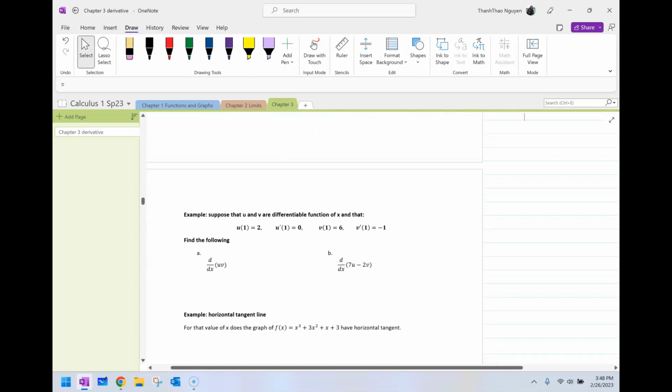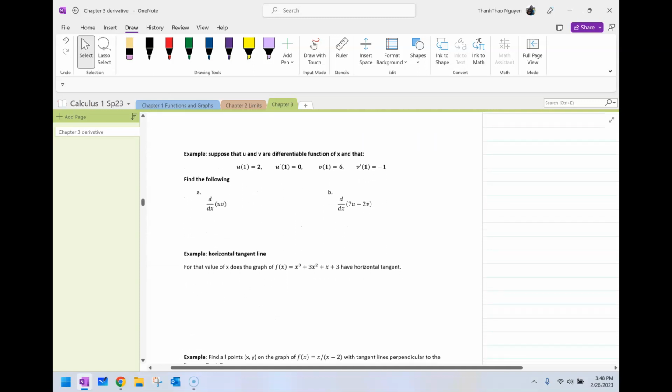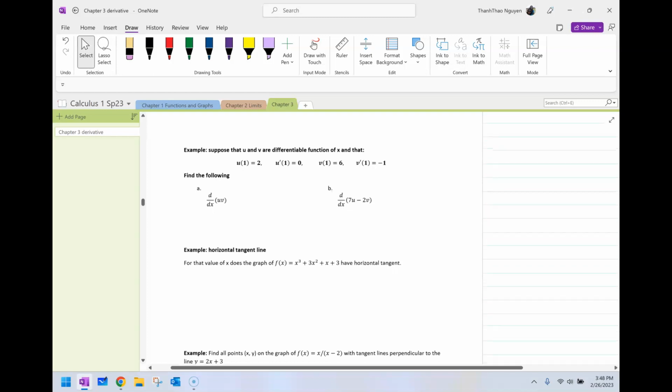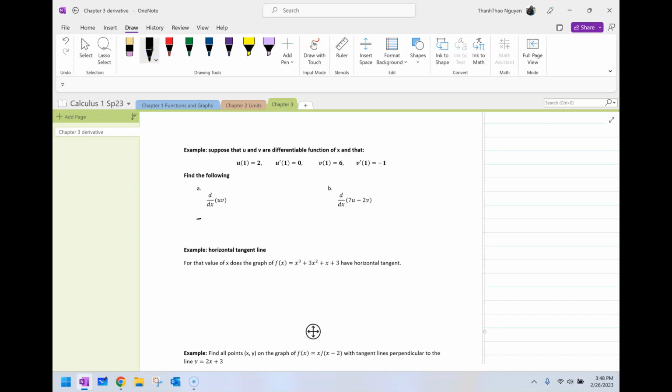Suppose that u and v are differentiable functions of x and that u of 1 equals 2, u prime of 1 equals 0, v of 1 equals 6, and v prime of 1 equals negative 1. Let's evaluate the following. The derivative of u times v is equal to u prime times v plus u times v prime at x equals 1. That equals u prime of 1 times v of 1 plus u of 1 times v prime of 1. You have all the information that you need to evaluate that.